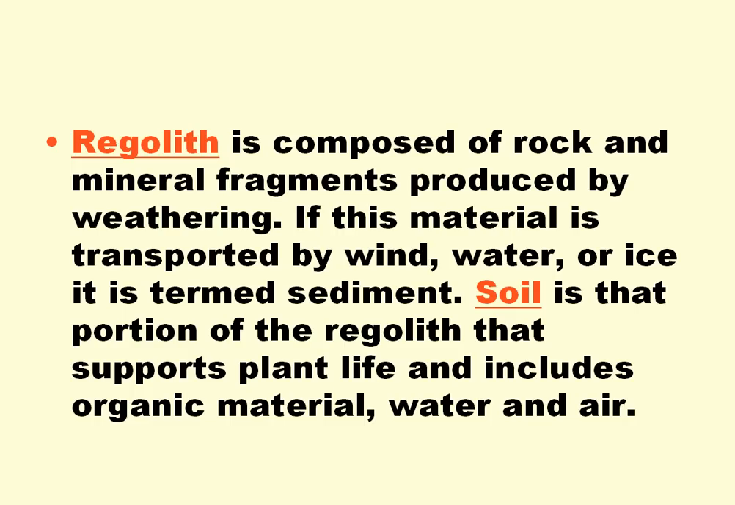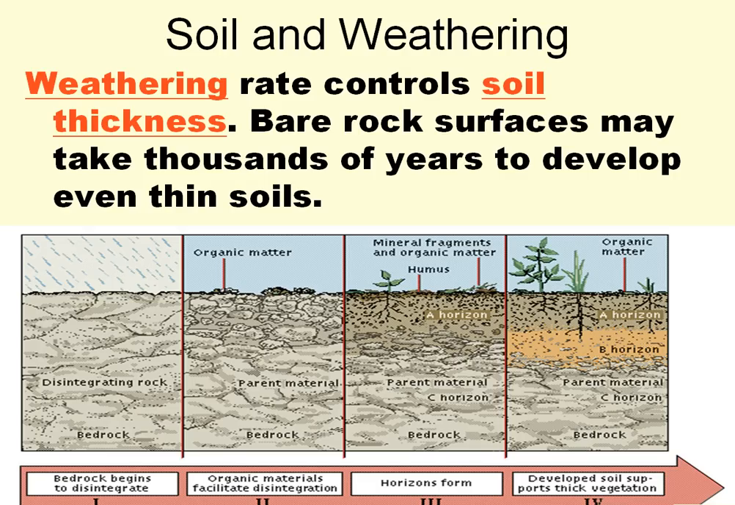Regolith is composed of rocks and mineral fragments produced by weathering. If this material is transported by wind, water, or ice, it's termed sediment. Soil is that portion of the regolith that actually supports life and includes organic material, water, and air.